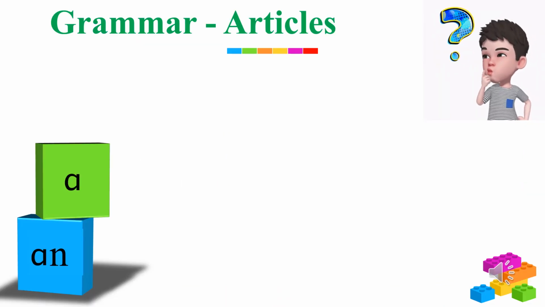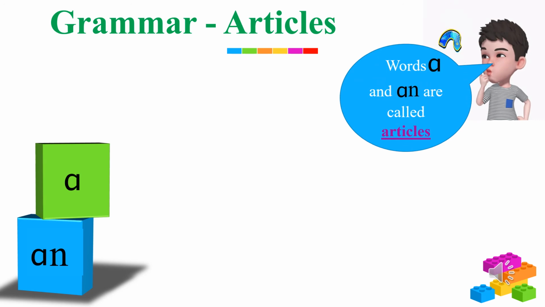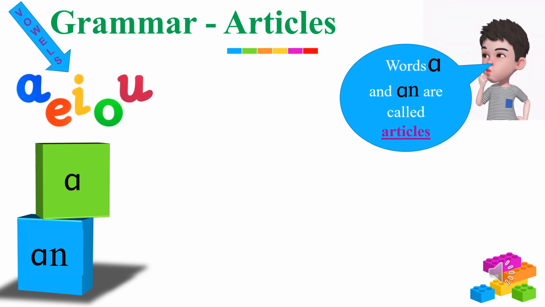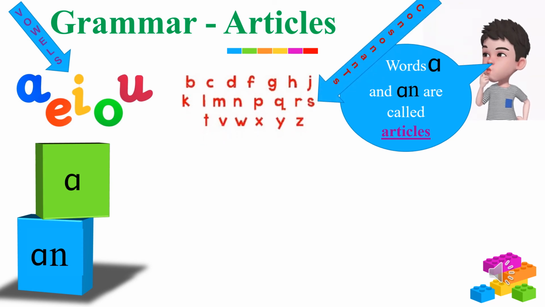Articles are part of grammar in the English language. The words a and an are called articles. We have 26 letters in the alphabet. Out of these 26 letters, there are 5 vowels. They are A, E, I, O, U. The rest of the 21 letters are called consonants. For words starting with a vowel, we use an, and for words starting with a consonant, we use a. We have already learned this in our previous grades.